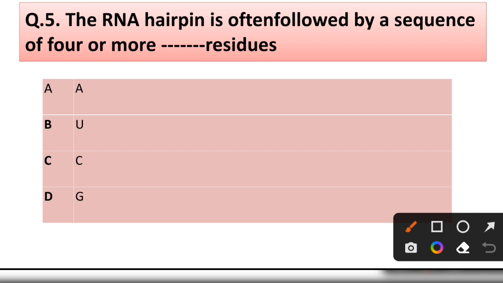Question number 5. The RNA hairpin is often followed by a sequence of 4 or more dash residues: A, U, C, G. Answer is option B, U, uracil.